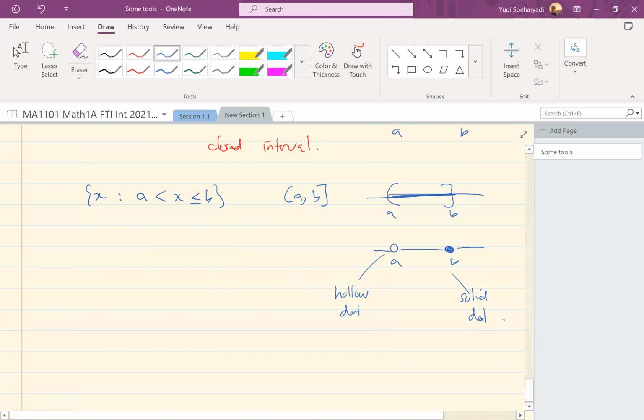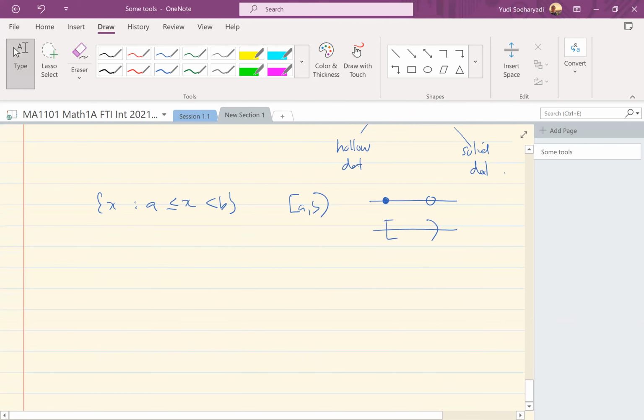Okay. And on the other hand, you have also X closed at A and open at B. So you have A, B, and the notations. This is solid, this is hollow, or this one, notations. Okay.